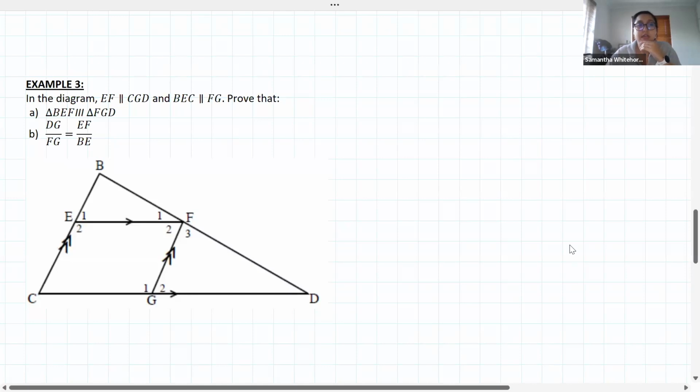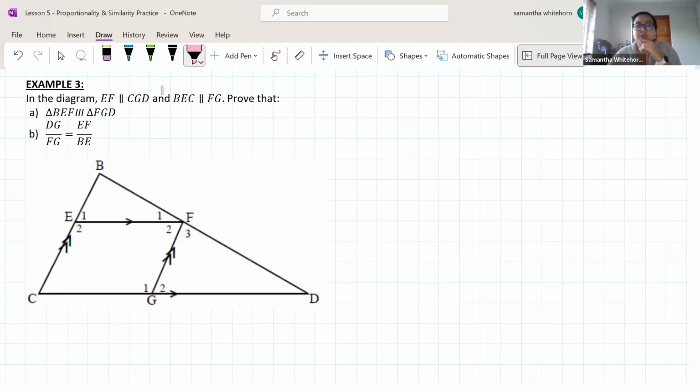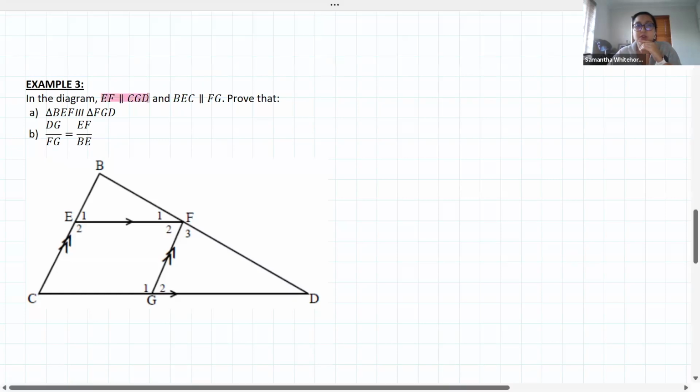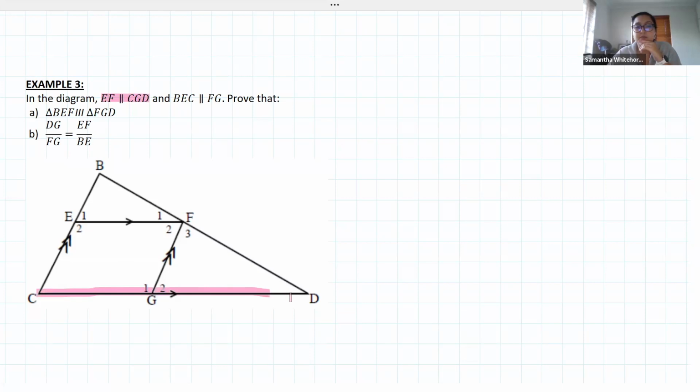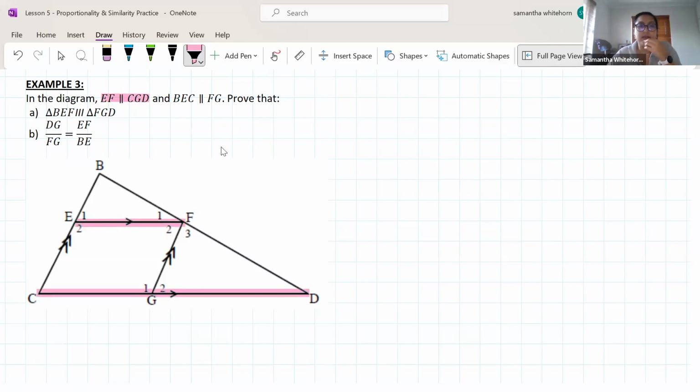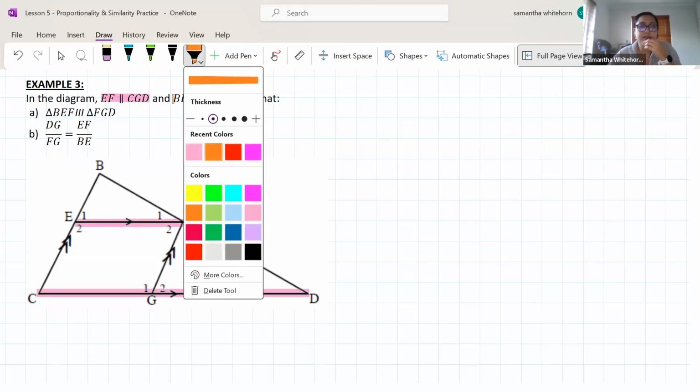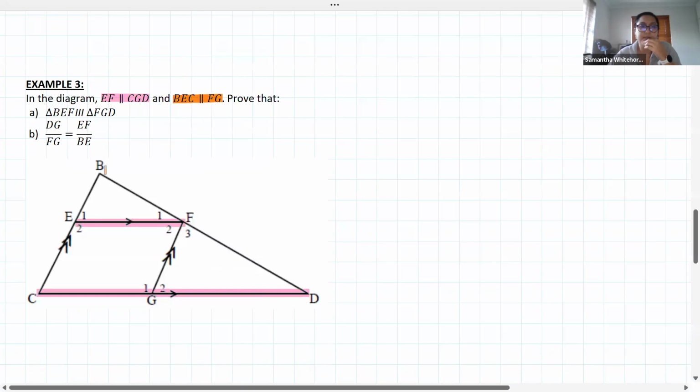So if we have a look in the diagram, EF is parallel to CGD. Now don't stress about the fact that there's 3 letters there. It's just because on that line segment, there are 3 points. So if we go and have a look at the bottom, there's CGD. Nothing wrong with having 3 letters to make up a line segment. It's not usual, but obviously it's absolutely fine. There's just 3 points along there. It's parallel to EF and BEC, so exactly the same thing. Nothing wrong with that. Is parallel to FG. BEC is down the left-hand side here.